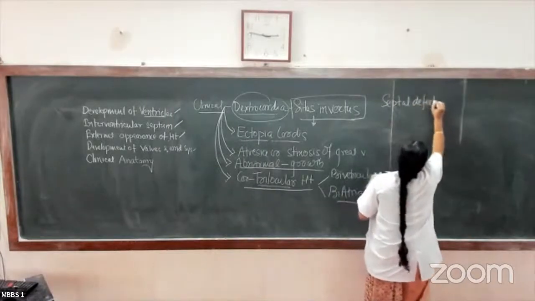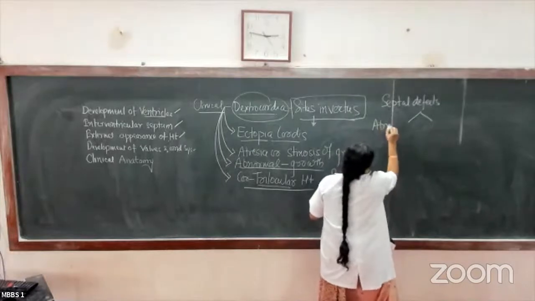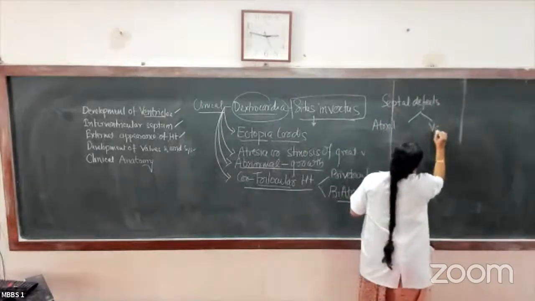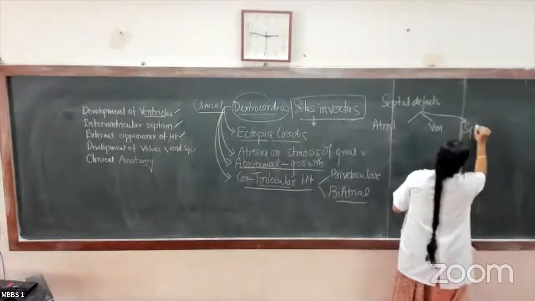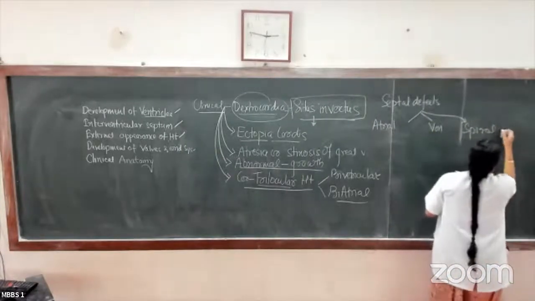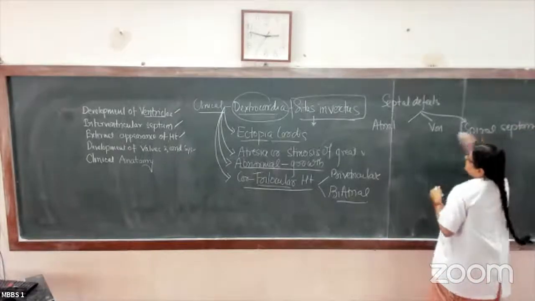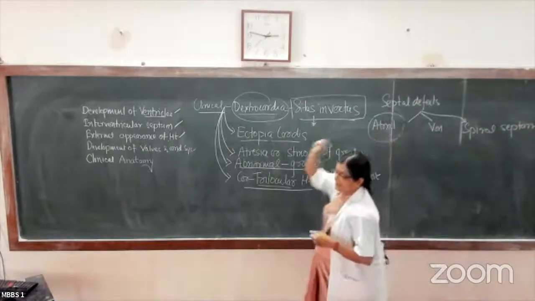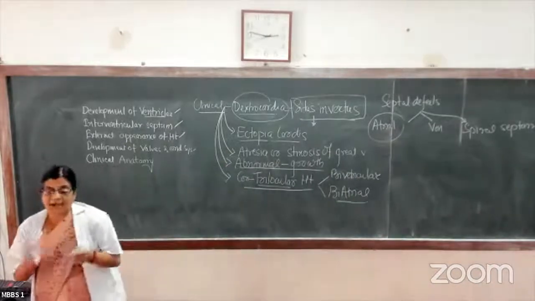In septal defects, you get atrial septal defects and ventricular septal defects. Along with that, you may get spiral septal defects. Spiral septum is formed in the truncus arteriosus. So, atrial septal defect. In atrial septal defect, you may get a persistent ostium primum.